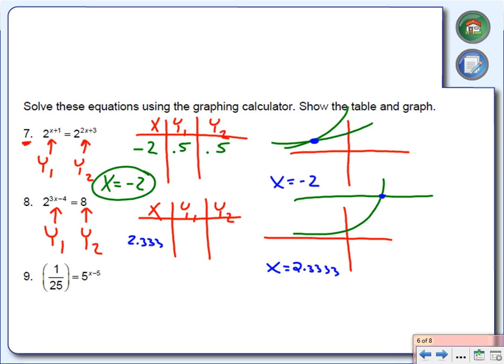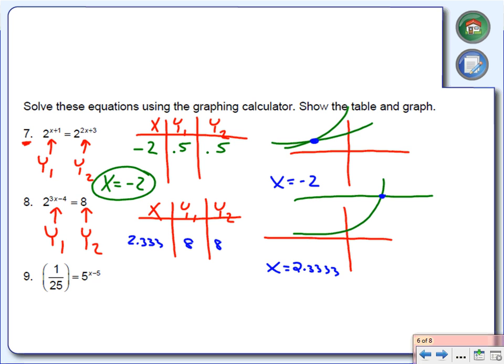Anybody know what we would see next to that 2.333? What would be the two y values? What do we know about these two y values? They've got to be the same numbers, right? 8 and 8. So go ahead and write that down for me. That's what it would look like on the table. Of course, we wouldn't see that because we don't have our table set up to count by thirds.